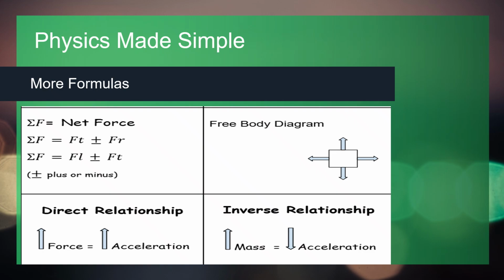The net force is the sum of all forces acting on an object, and it could be the force of thrust, force of friction, force of lift, resistance, air resistance, and whatnot. And we add or subtract, because once you have one of them will be forward, the other one is backwards, and so forth and so on. Free body diagram, I'll explain a little bit more on the next slide.